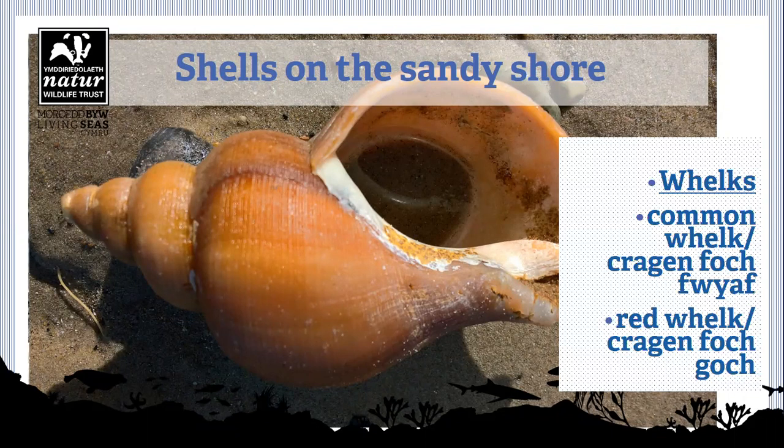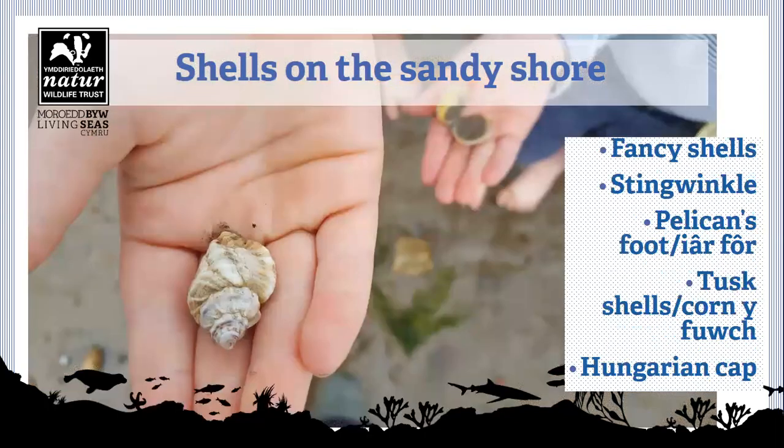These are separate male and female animals, and they make those washball eggs, which have a horror story about how the babies come out, which is in another Strandline on tour training guide, so I'm going to leave it. As well as stingwinkles, which this one is, there are some other very fancy shells that you can occasionally find.